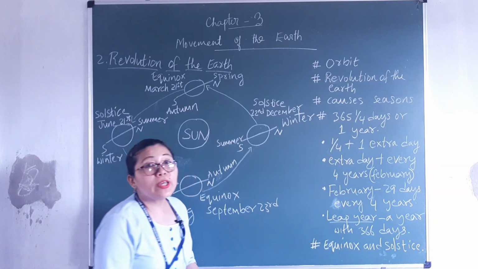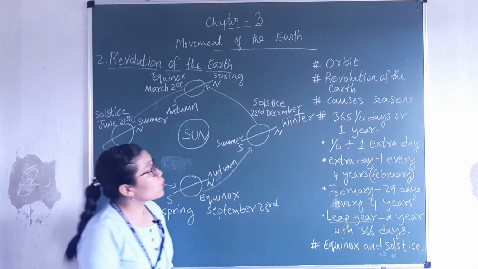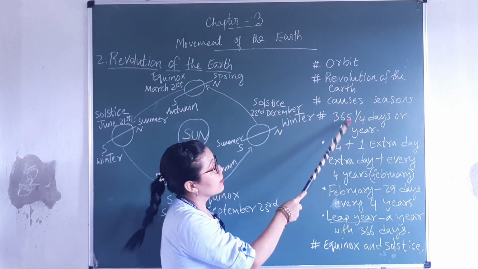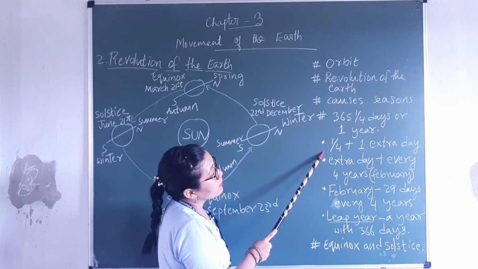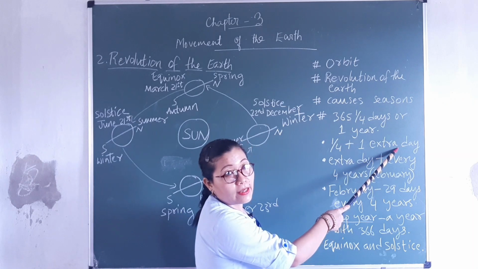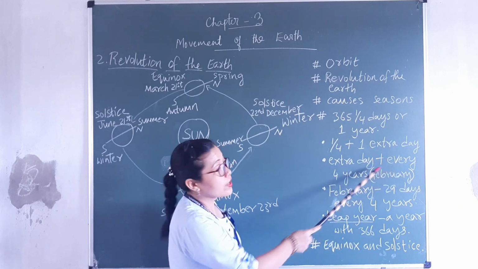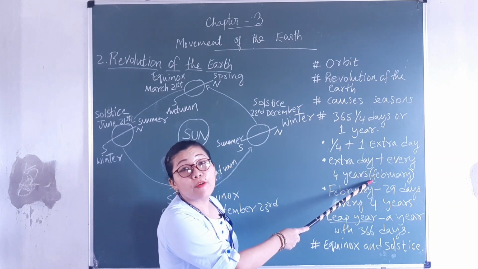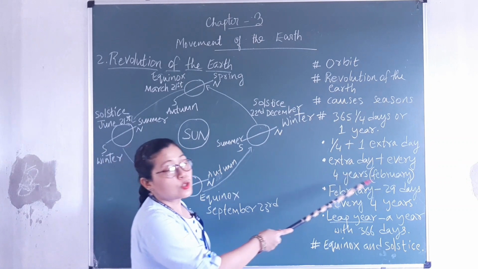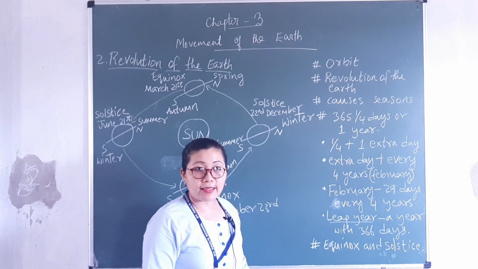But we have only 365 days in our calendar, is it not? So what about this 1/4 day? This 1/4 day is added to make one extra day, okay, and this extra day is added every 4 years to the month of February, okay? And so February has 29 days every 4 years instead of 28 days, okay?